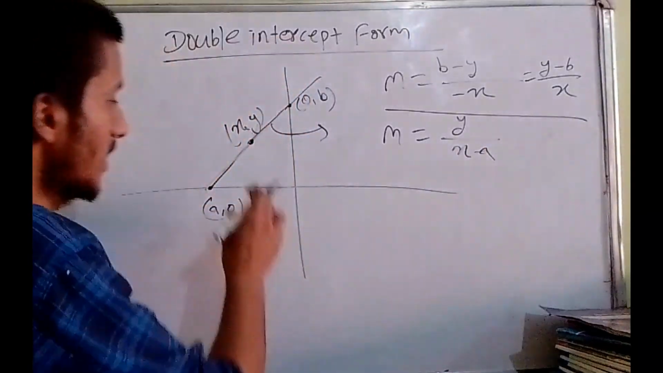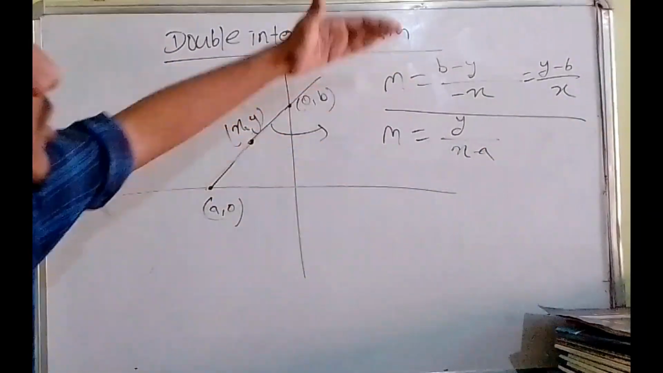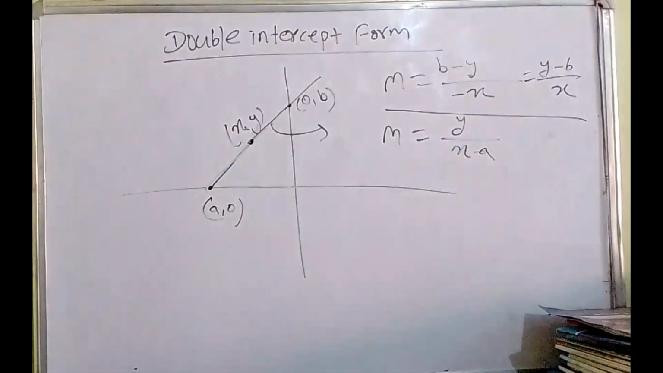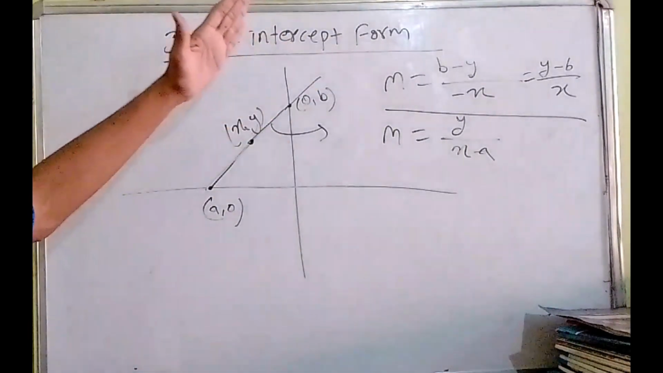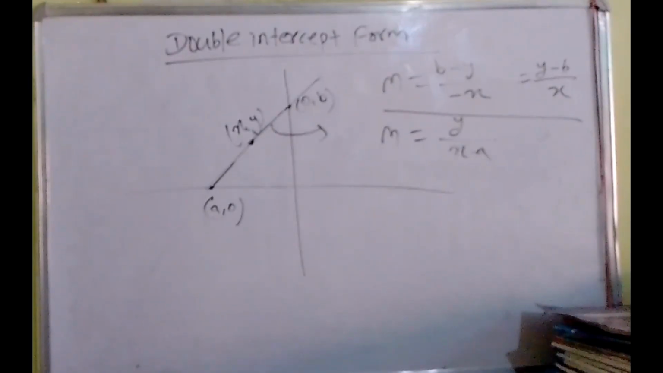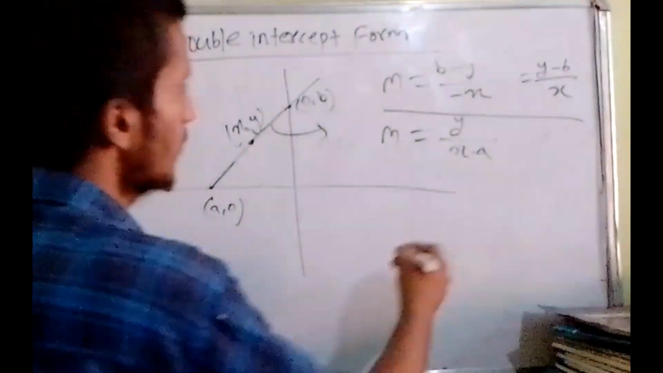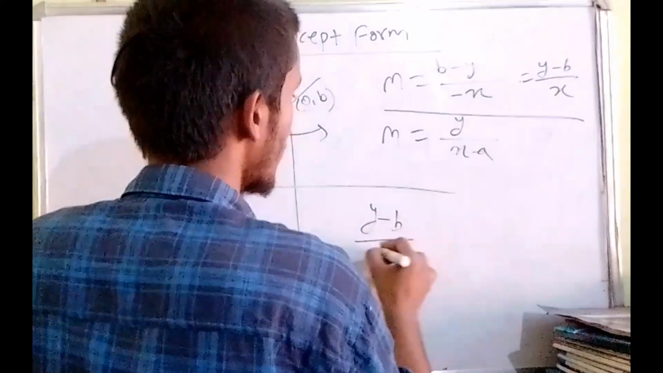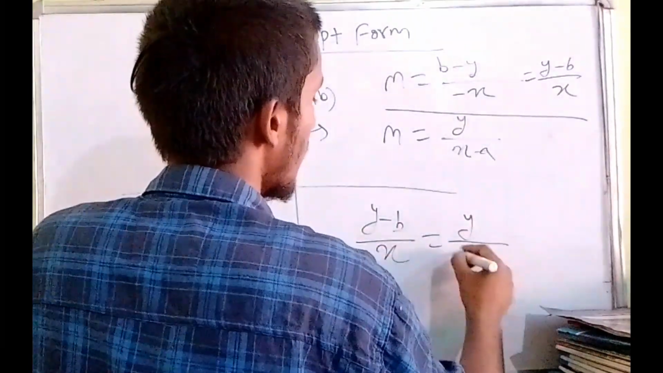Using this portion, these two slopes have to be equal. Why do these slopes have to be equal? Because this is a straight line, so you can't have two different slopes. You're finding the slopes of the same straight line, and they will be the same. So you can equate them. You can write y minus b over x is equal to y over x minus a.